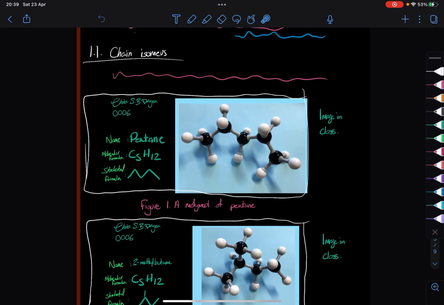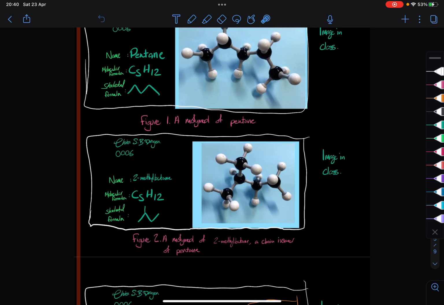I put that on a piece of paper, took a picture of it, and on that piece of paper, what I should have done is written the name of the compound, the molecular formula, and the skeletal formula of what I'm putting together as a molymod. And I've got my name and pin in the corner as an example. Then below that, figure 1, molymod of pentane. The next thing I'm going to do is the chain isomer of pentane. So here's going to be 2-methylbutane, C5H12 again. This is what it should look like, and this is what it looks like here as a molymod. Took a picture of that, stick it in my assignment. Figure 2 shows this, this, this.